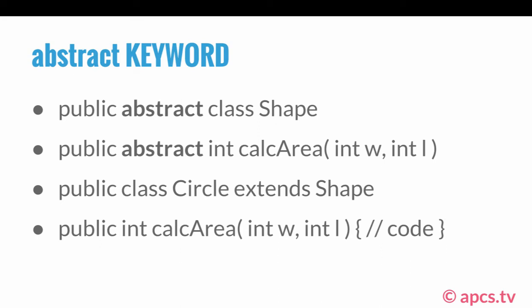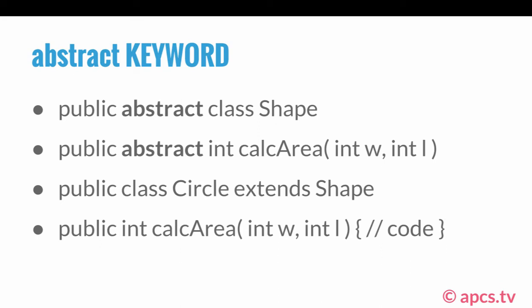So now that we've looked at an abstract class and abstract method, let's look at a subclass. So we have public class circle extends shape. Notice how here we don't have the abstract keyword and it's saying extends shape. So shape is an abstract class, as we know.